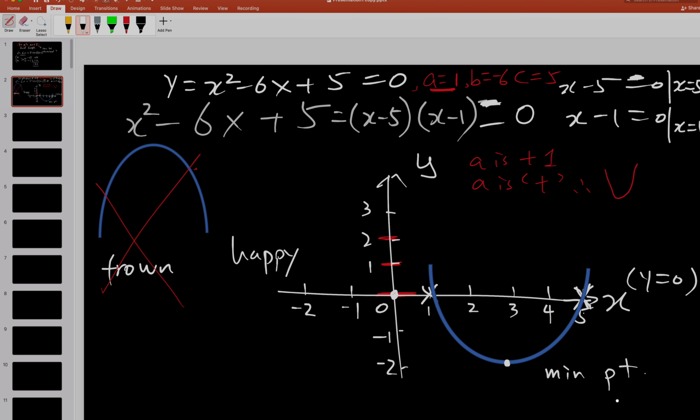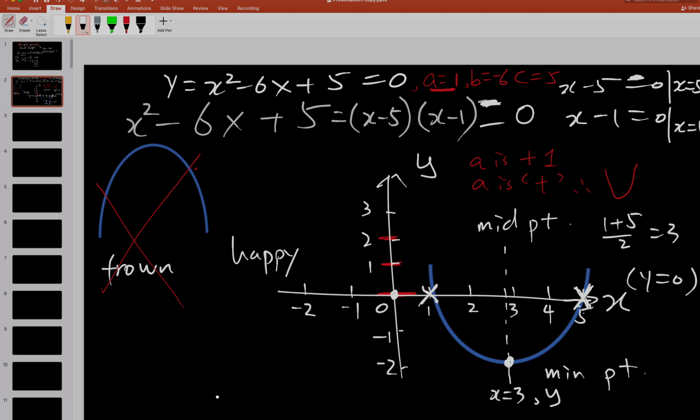So what's the minimum point? How do you find the minimum point? This is 1, right? This is 5, right? So what's in the middle? This is the midpoint. 1 and 5, what's the midpoint? Just 1 plus 5 divided by 2. 3. So the midpoint actually happens at x equal to 3. So this point is x equal to 3. When x equal to 3, what's your y? Sub it in. X equal to 3, sub it in.